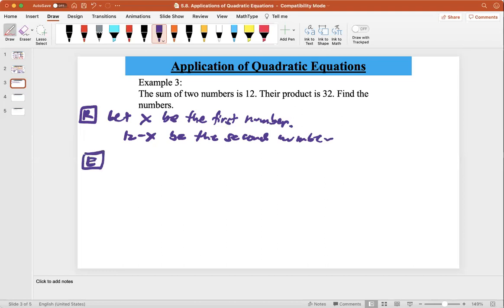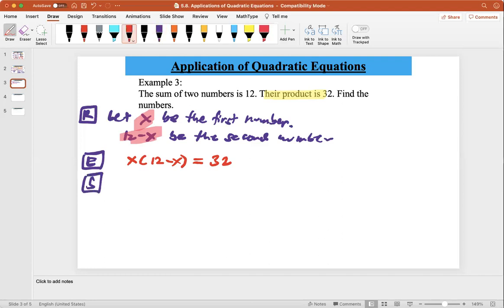What's our equation? It says here their product, right? Their product is 32. So if their product is 32, then we can simply multiply x and 12 minus x. And that would be x times 12 minus x. And the product of these two numbers is 32. And we can solve for this. Okay, let us solve.